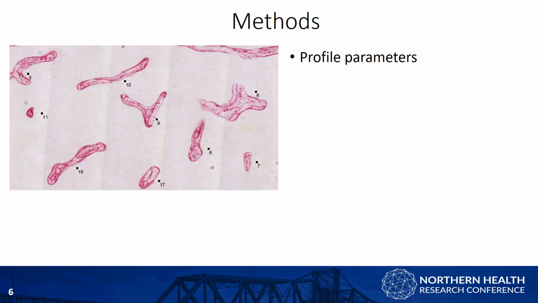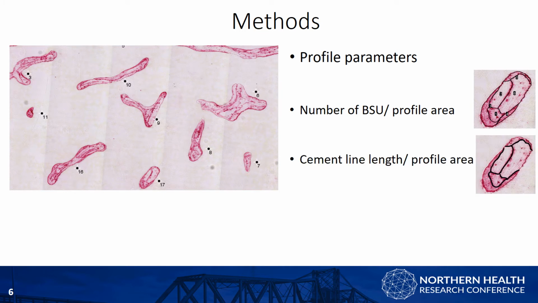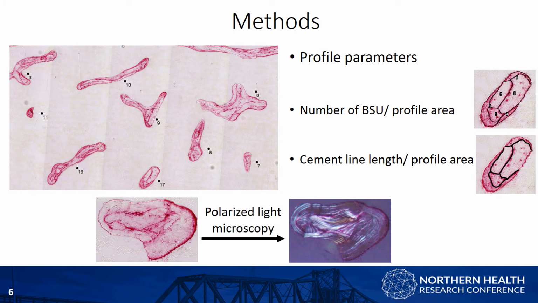Additionally, 2 trabecular profile-specific parameters were measured. A trabecular profile, for the purpose of this study, was defined as a discrete and continuous area of trabecular bone in the 2D section, as may be observed by the profiles identified in the figure here. From each profile, the number of BSU within that profile and the length of cement line within that profile were recorded. These two parameters were always normalized by the area of the trabecular profile. When the osteopontin staining wasn't clear, the slides were viewed under a polarized light microscope to visualize the distinct lamellar orientations of adjacent BSU.